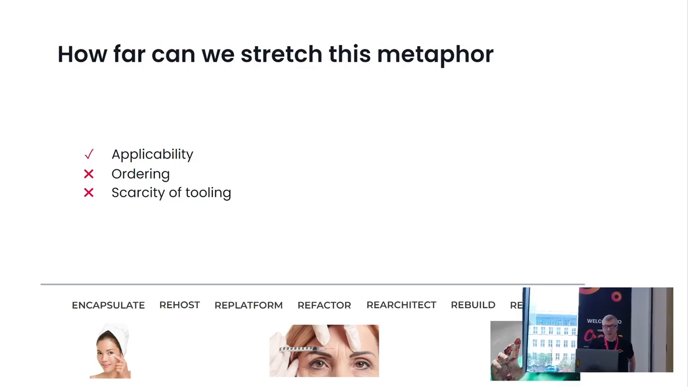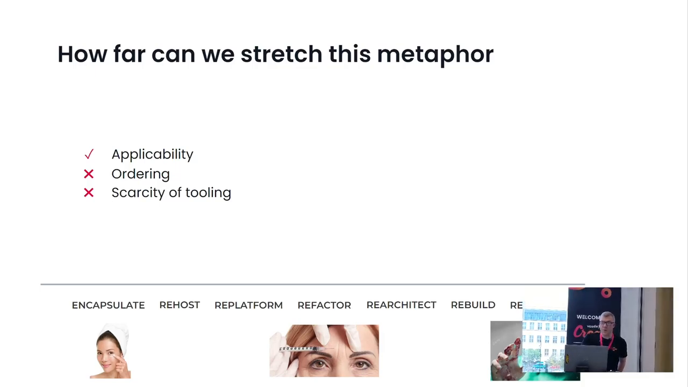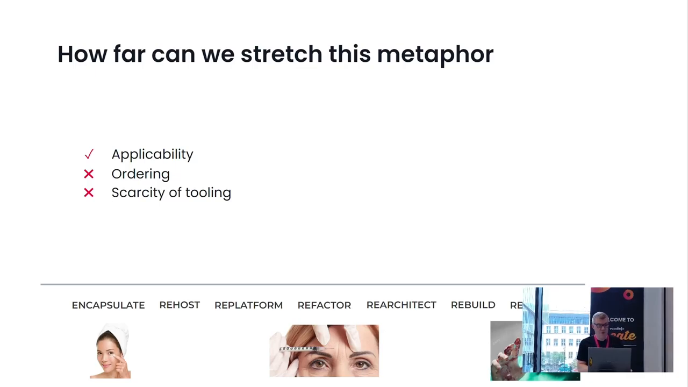That's the first way that we can stretch the metaphor, and I think it holds. We're going to break the metaphor now by looking at ordering. So I'm certainly not a face expert, but I think it's perfectly fine to put face cream all over your face and then 2 months later to have some plastic surgery. I think that's fine, that order of doing things.